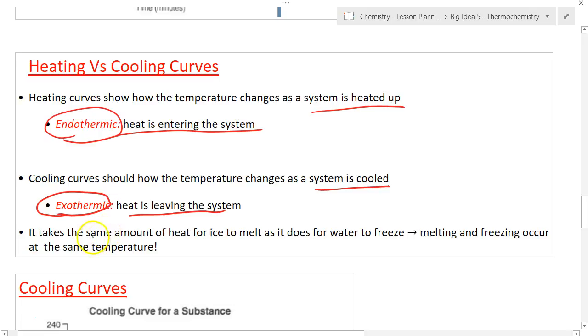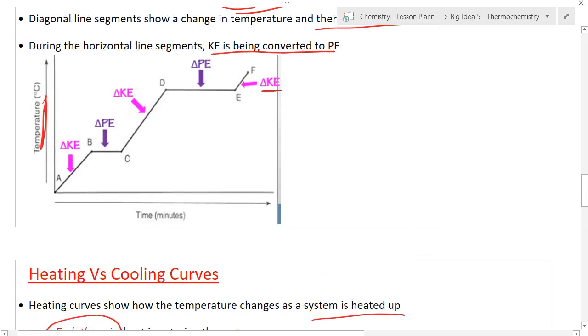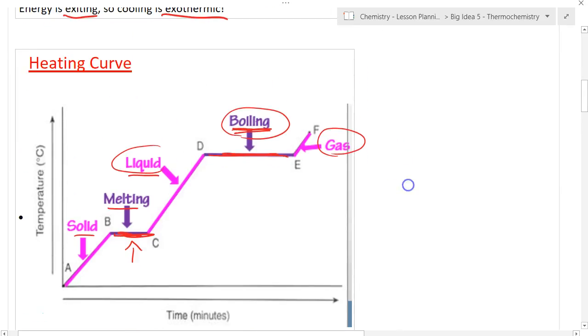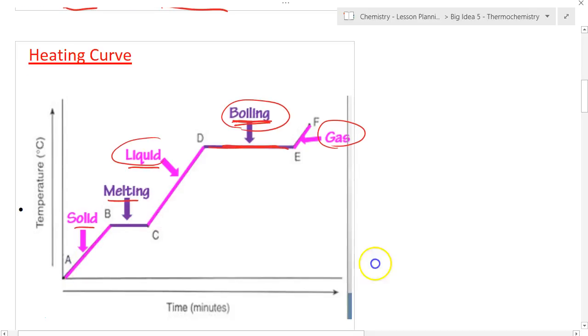So it takes the same amount of heat for ice to melt as it does for water to freeze. Okay? So freezing and melting occur at the same temperature. If you're looking at one of our curves, let's go back up here. Freezing and melting both occur at the same temperature, right here. A liquid going to a solid is freezing. A solid going to a liquid is melting. They both occur at the same temperature.